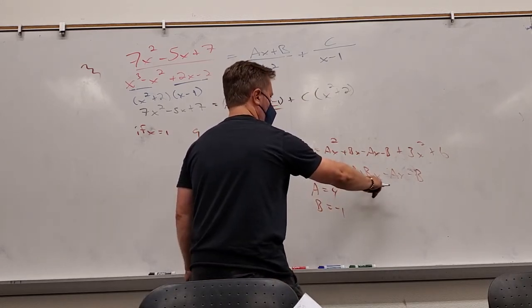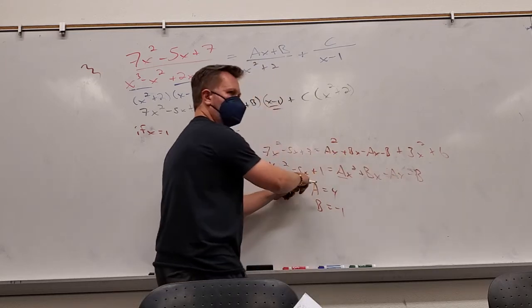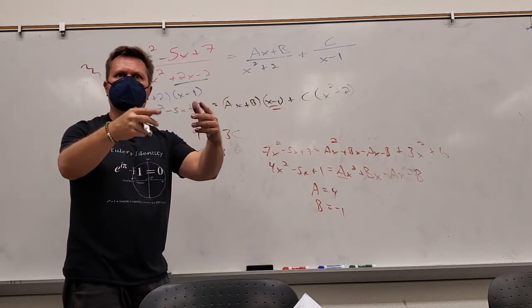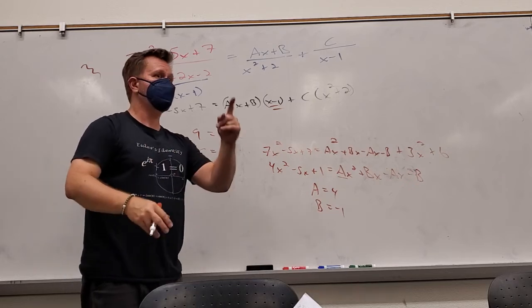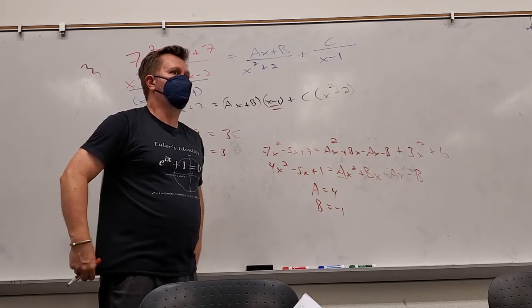And then let's check. Negative 1 minus 4 is negative 5. You can kind of make sure that it gets the other piece. Are you guys with me? Isn't that nice?